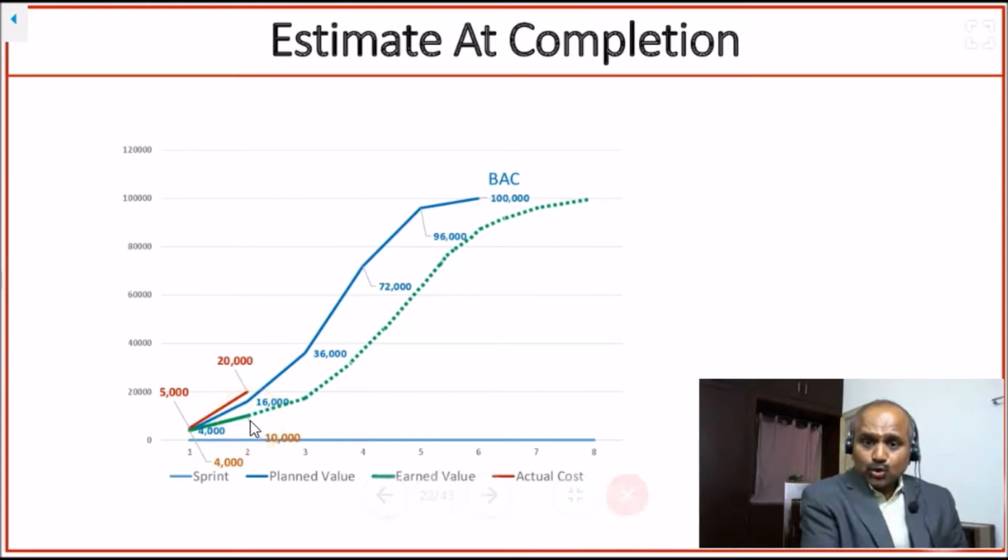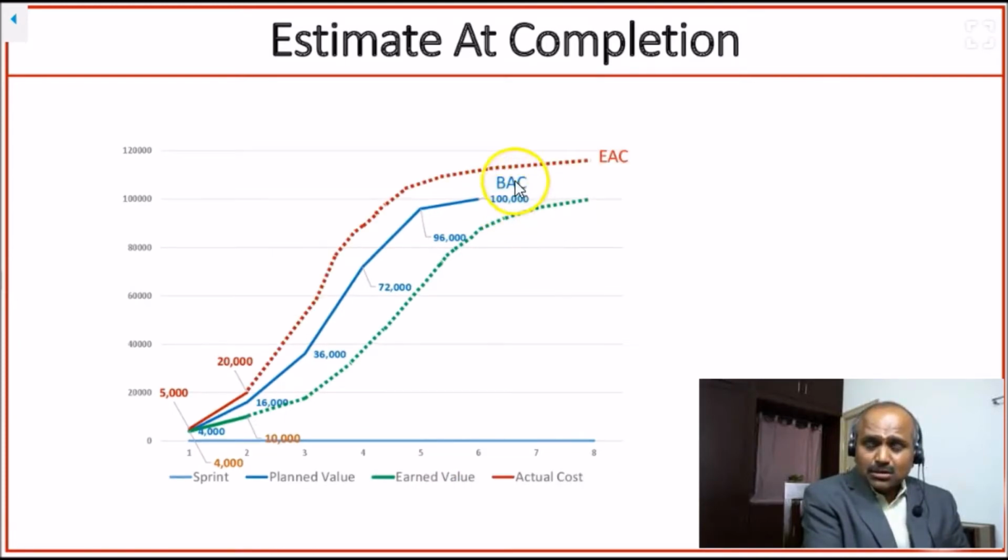So to complete the remaining $90,000 worth of work, assume that our earned value, which is our green line, is pointing like this. So instead of the 6th sprint, probably it is taking until the 8th sprint. If we are completing our work by the 8th sprint, our actual cost also increases. If we are able to complete the $100,000 planned work by the 8th sprint instead of the 6th sprint, our cost also increases. So the cumulative cost here is estimate at completion.